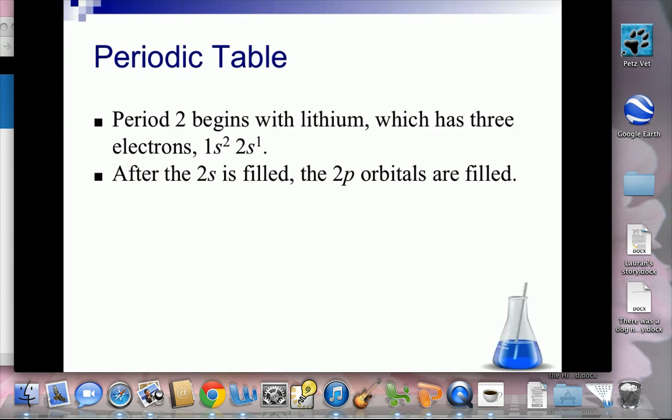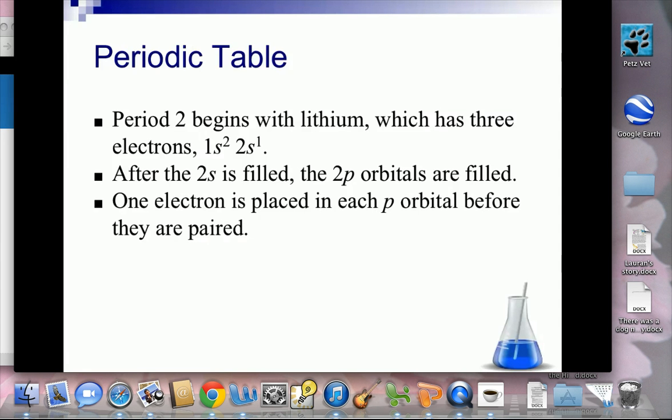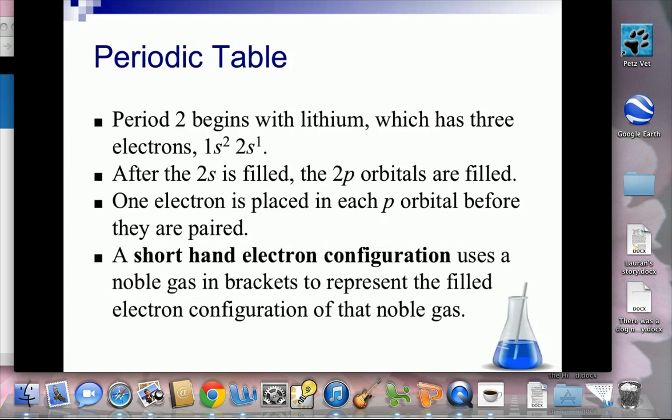After the 2s is filled, the 2p orbitals are filled. 1 electron is placed in each p orbital before they are paired. The shorthand electron configuration uses a noble gas in brackets to represent the filled electron configuration of the noble gas.